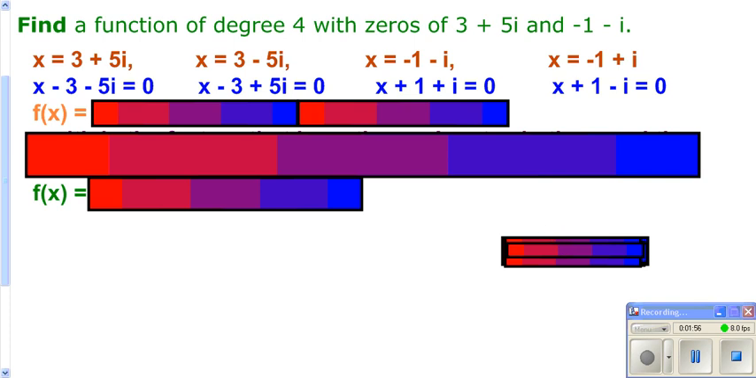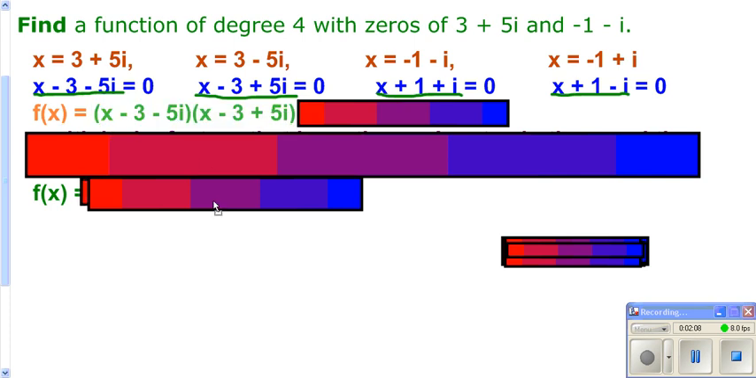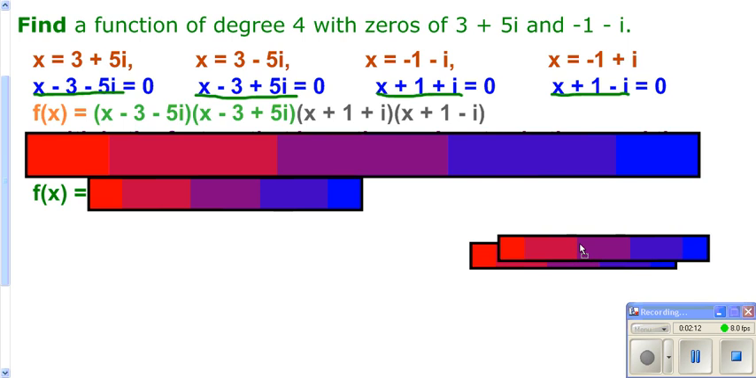Now remember, it's those things that are set equal to 0 that you end up putting in your function for the factors that you multiply together. So we're going to multiply all 4 of these together, and that ends up being our function.